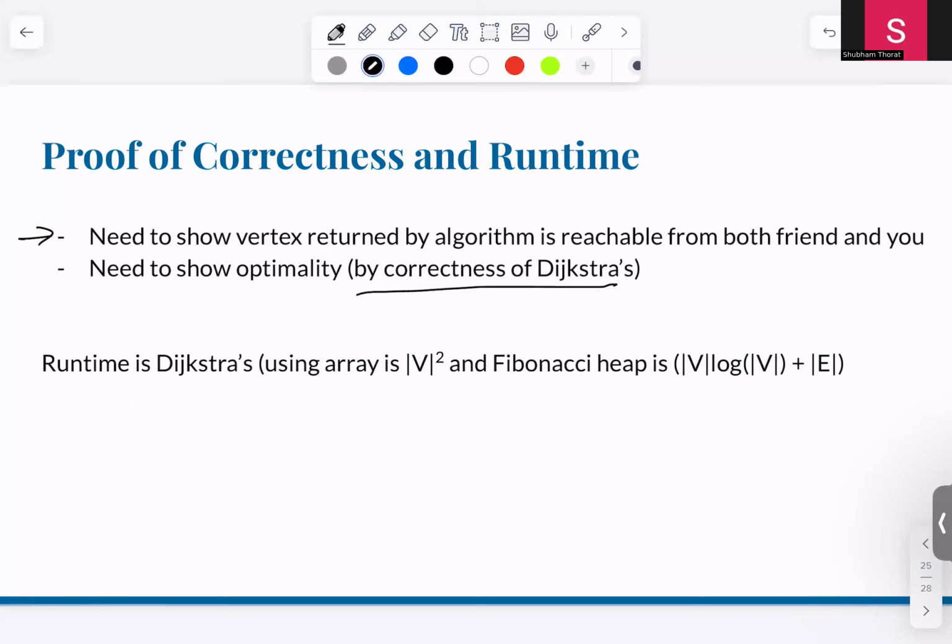So yeah, and in order to do the runtime, it depends on the kind of priority queue you are using. If you are using an array, it is big O of V square. If you are using a Fibonacci heap, it is V log V plus E. And if you are using a binary heap, it is V plus E log V.